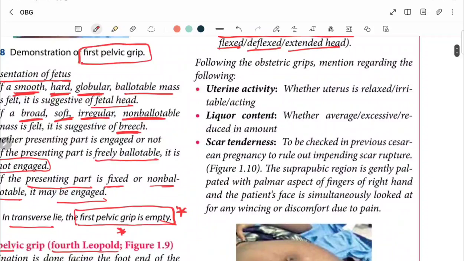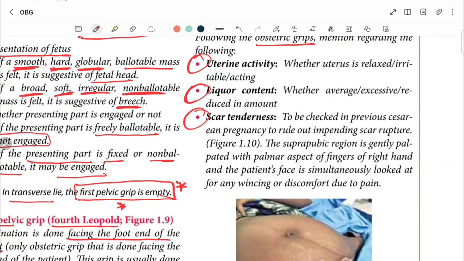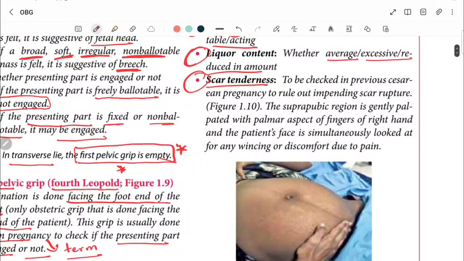Following the obstetric grips, mention the following: uterine activity, liquor content, and scar tenderness. Uterine activity: whether the uterus is relaxed, irritable or acting. Liquor content: whether average, excessive or reduced in amount. Scar tenderness is to be checked in previous cesarean pregnancy to rule out impending scar rupture.